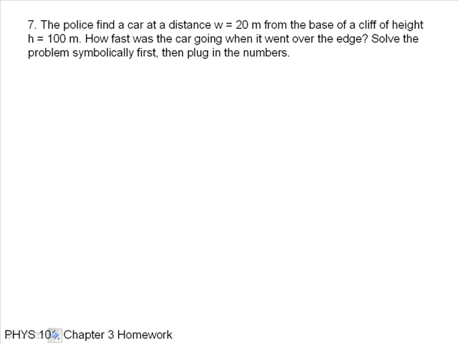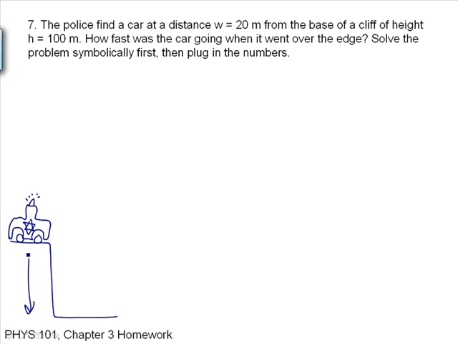Please find a car with a distance w equals 20 meters from the base of a cliff of height h equals 100 meters. How fast was the car going when it went over the edge? Solve the problem symbolically first, and then plug in the numbers. Alright, so we have this car. It goes off of a cliff. Let's say it's a police car.